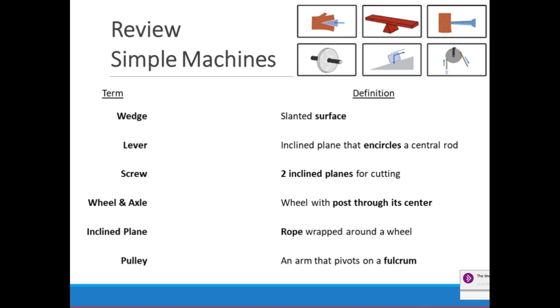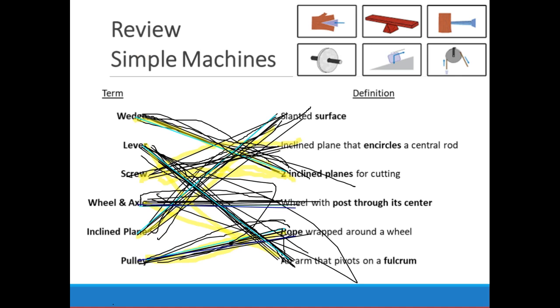Okay, so let's review really quickly simple machines. We talked about all these different simple machines. Here's a wedge, here's a lever, here's a screw. We see a wheel and axle here, an inclined plane here, and a pulley right here. Grab your whiteboard tools, match these up to their definitions. Remember, read them all carefully. Some of them use similar terms, but they're not the same thing, so read them carefully. Go ahead, get your answers up there. You guys have 30 seconds. Ready, set, go. All right, let me go ahead and pause your tools here.